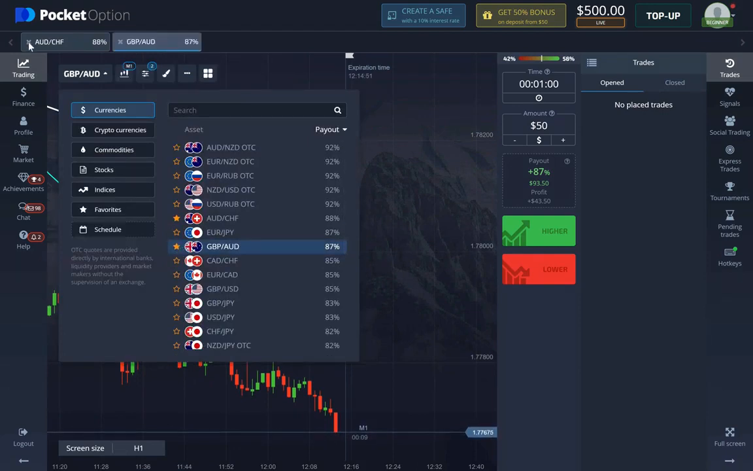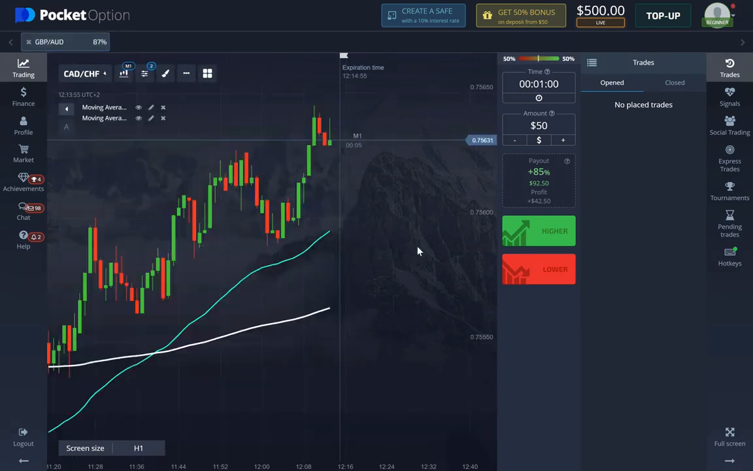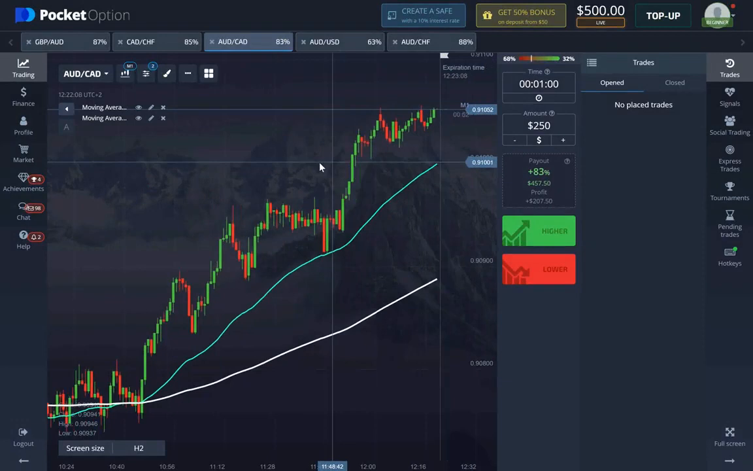So now let's actually proceed and try to find some entry points, and let's see what we can do with it. Let's go. And actually, before we get into our trades, I wanted to show you something.